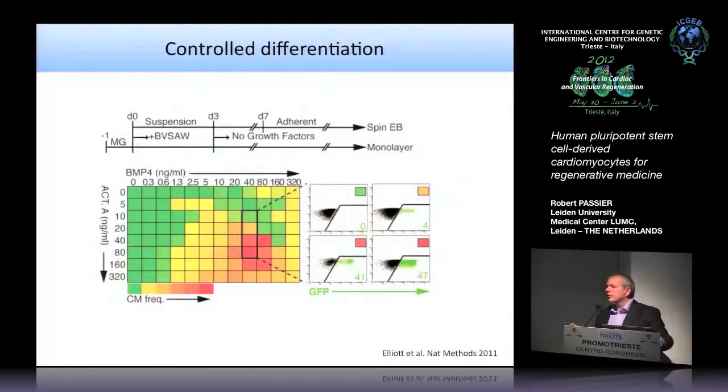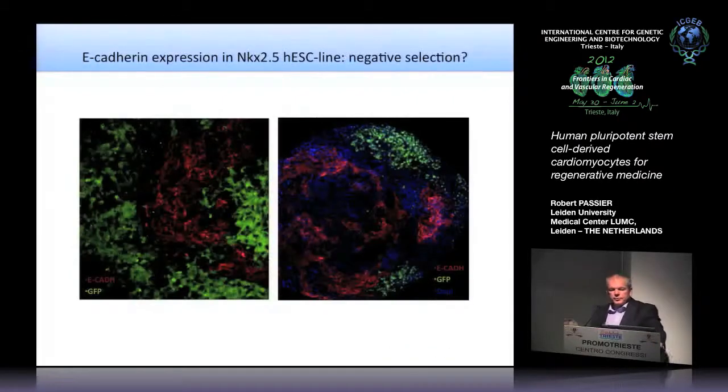And I have to say, when you use different lines, this optimum can be at a different point in this heat map. So it's important to optimize this for every line. So of course we have GFP, and with GFP we can select for these cardiomyocytes, but of course what we would like to do is, instead of using a genetic marker, also look for other markers which we can use for purification of these cells.